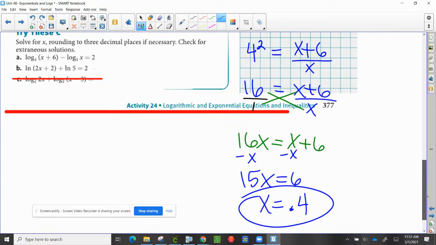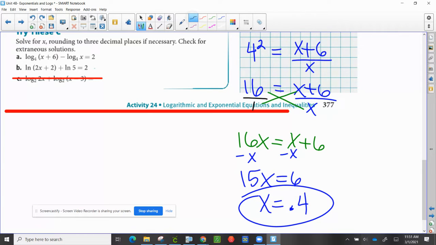But I'm going to have you guys try example B here. Now example B, we have the natural log of 2x plus 2 plus the natural log of 5 is equal to 2. So maybe I'll help you guys set up B a little bit. Sorry, my screen's going a little crazy.